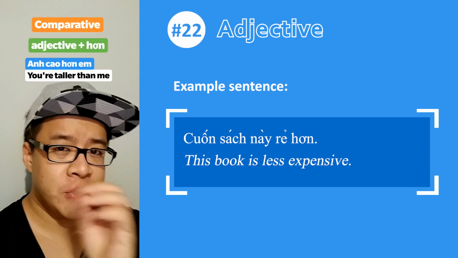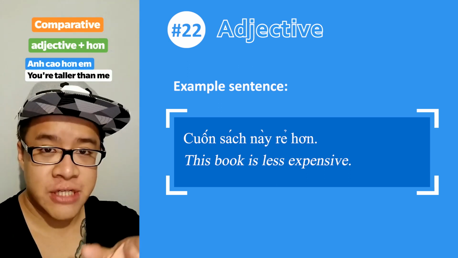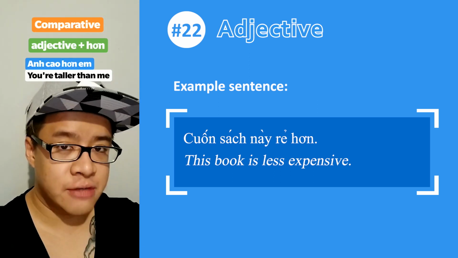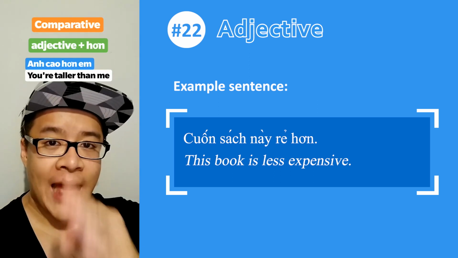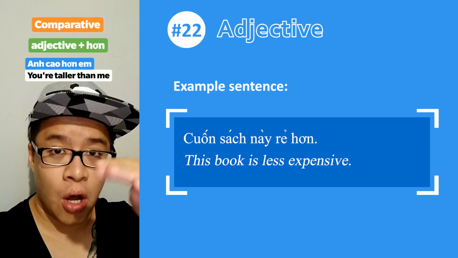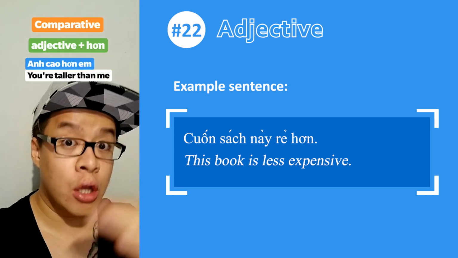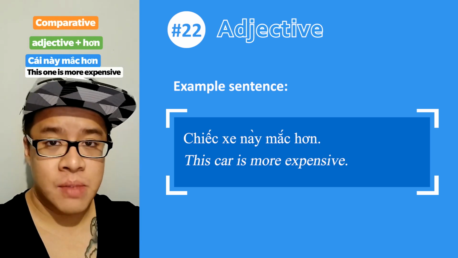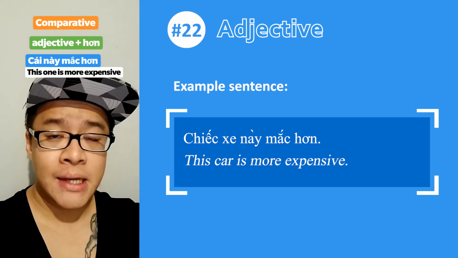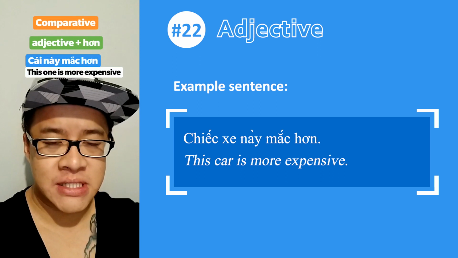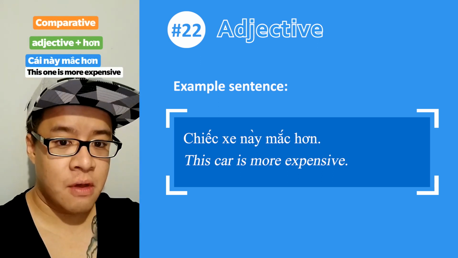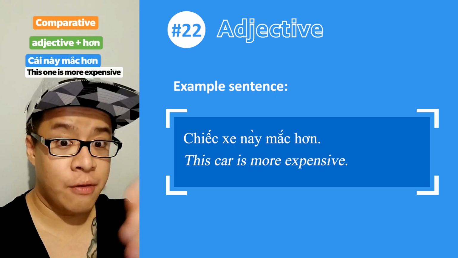If you want to compare two people or two things with adjectives, you need the word hơn. Hơn is used after the adjective. For instance, anh cao hơn em. Cao means tall. Cao hơn means taller. Another example, cái này mắc hơn. Cái này means this one. Mắc means expensive, to be expensive. And then mắc hơn means to be more expensive than something else, another thing.